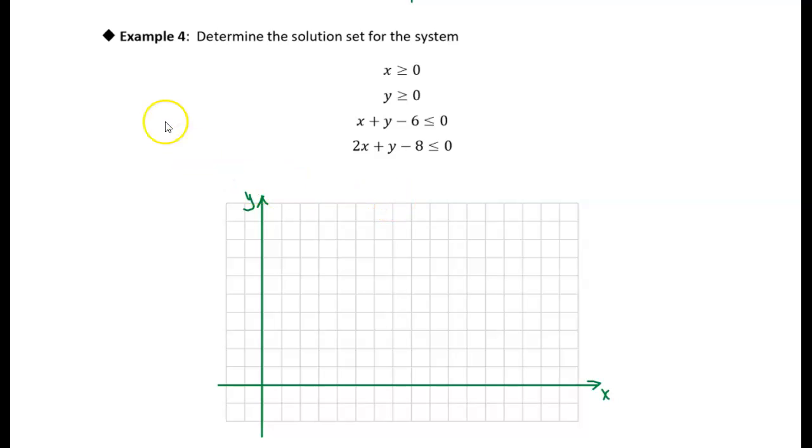All right, so hopefully you've had a chance to give this one a try. Again, we just want to find the solution set for this system of linear inequalities. We want to find the x and y points that satisfy all of these inequalities. So we just need to graph each one by one, and then evaluate some test points and figure out which portion of the plane satisfies all of these inequalities.